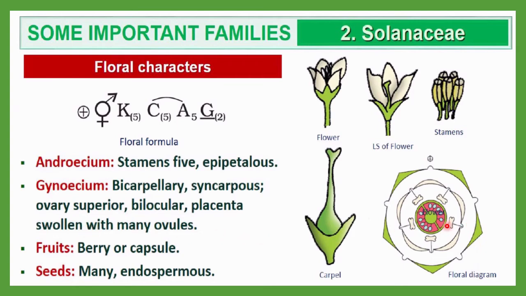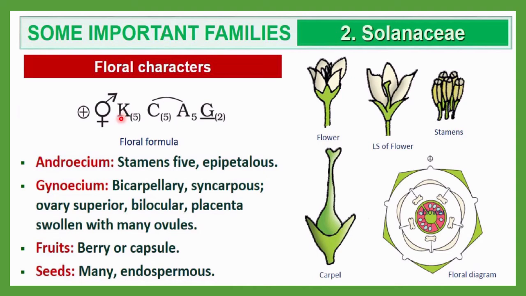Placenta swollen with many ovules. You can see this is the placenta. It is swollen, looks like a swollen structure, and so many ovules are there inside that. Fruit is a berry type or sometimes capsule type. Seeds many, endospermous. These seeds are showing endospermous. And this is the floral characteristic and floral formula. You must remember this floral formula. This indicates this is actinomorphic, bisexual.